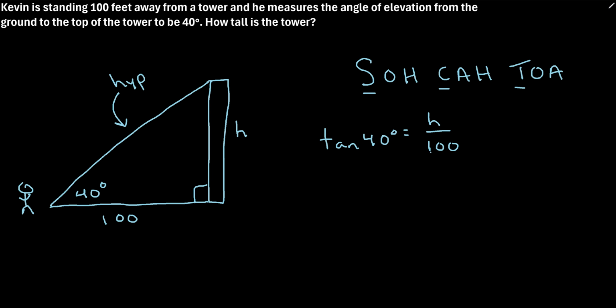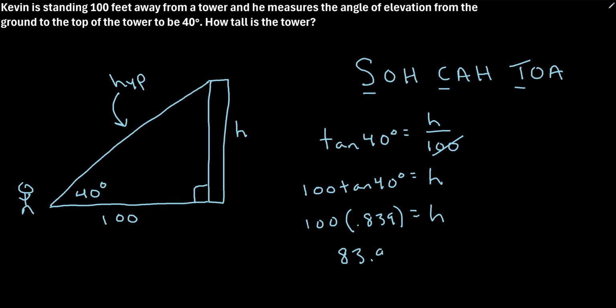We can do that by multiplying both sides by 100. On the right-hand side, the 100 in the denominator goes away and we're left with just h. So h is equal to 100 times the tangent of 40 degrees. If you punch that into a calculator, the tangent of 40 degrees is roughly 0.839. So the height is 100 times 0.839, which is 83.9. Our units are feet, so the height of the tower is 83.9 feet.